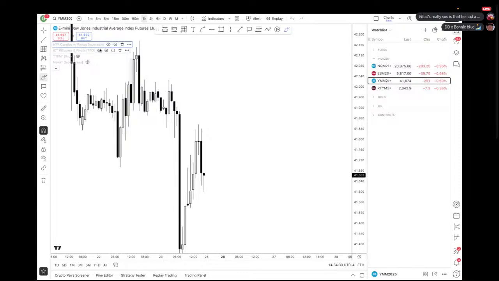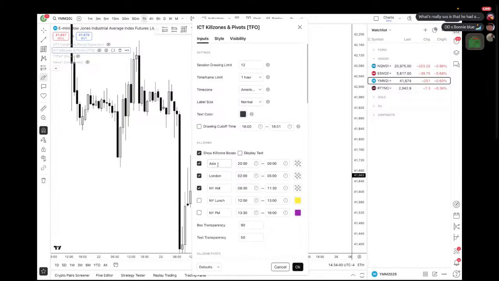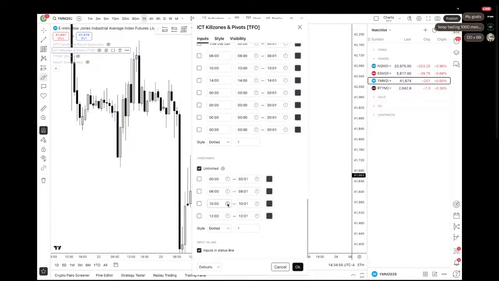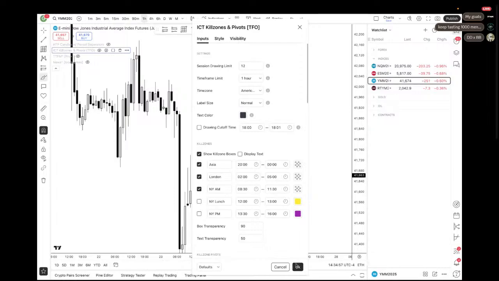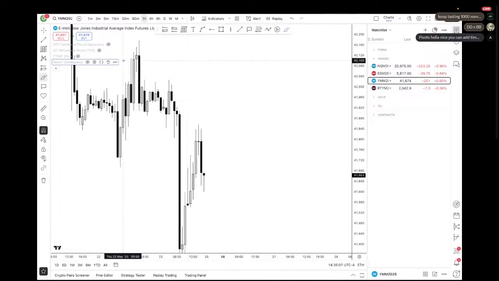For ICT kill zones and pivots, this is simply just to show me the highs and lows of sessions. So pretty standard stuff. Asia 20 to midnight. London 2 to 5. New York 8:30 to 11:30. That's generally my time window right there. I don't trade lunch really or PM. Yeah, I don't use anything else in here. So you should get this news indicator by 2 degrees. Pretty sick. That's all I use really.